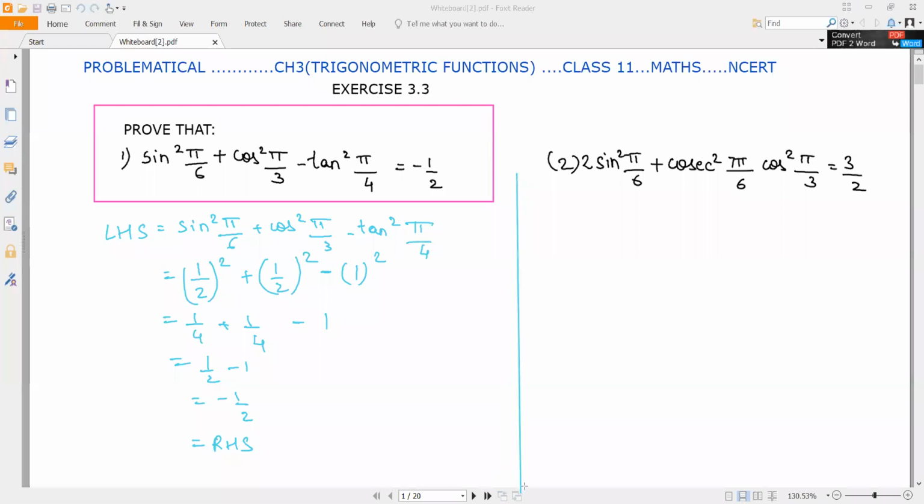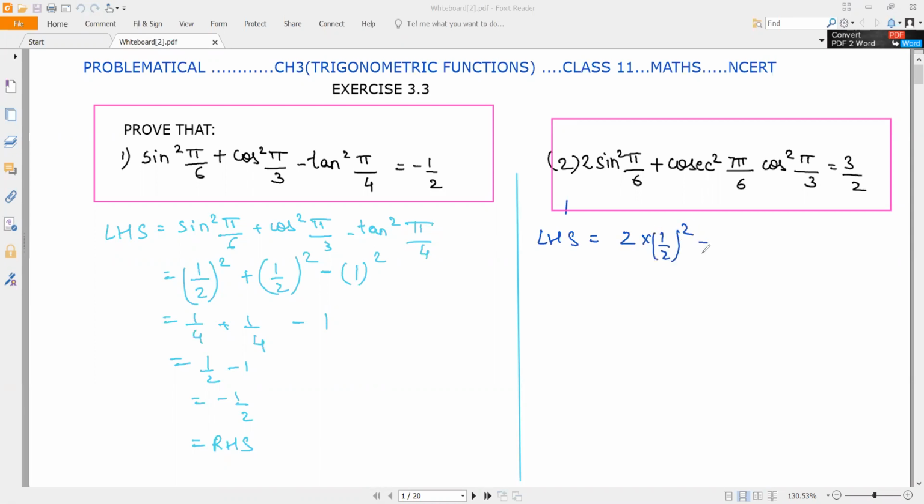Next, sine square pi by 6. This one is, left hand side equals to RHS, right hand side. So let's understand left hand side. Sine square pi by 6 is sine square 30 degree, which will be equal to 1 by 2. So your LHS is equals to 2 into 1 by 2 whole square plus cos square 7 pi by 6.